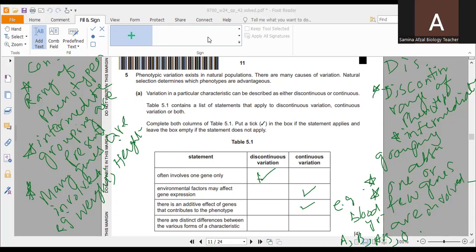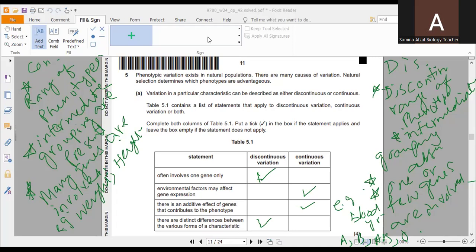Next, there are distinct differences between the various forms of a characteristic. So we can say that there are distinct differences between the various forms of a characteristic. That is the reason they are called discontinuous variations.